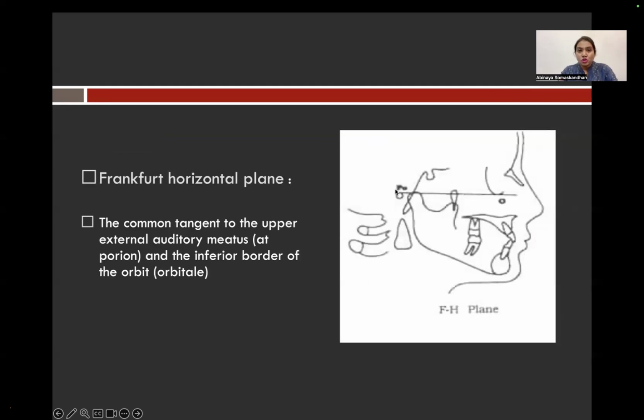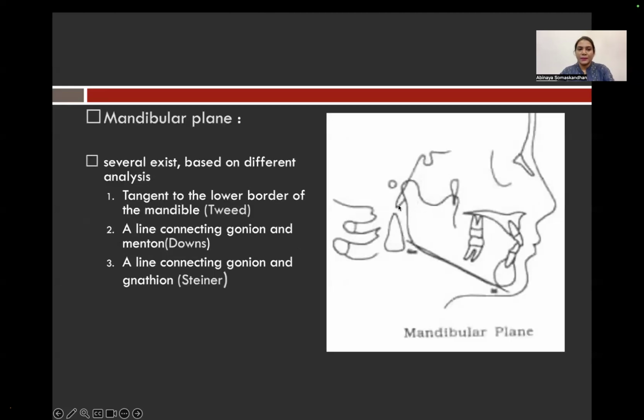This is the most commonly used reference plane. This is the common tangent to the upper external auditory meatus, that is the point porion which we saw before, and the inferior body of the orbital, which is marked by O. So these 2 points are connected to form the Frankfurt horizontal plane.